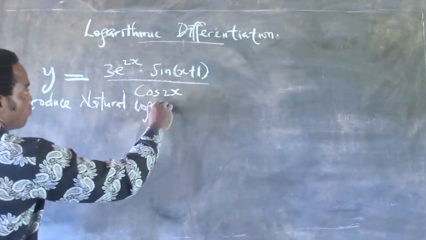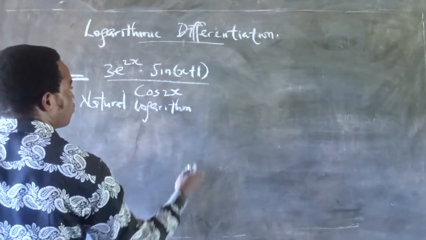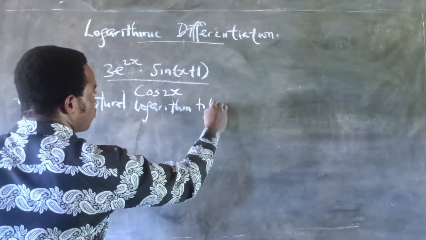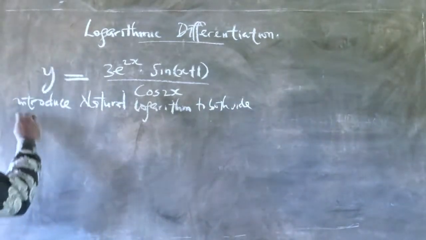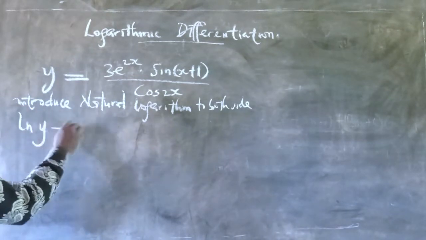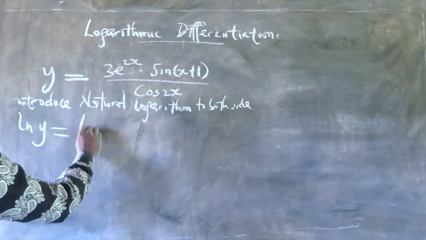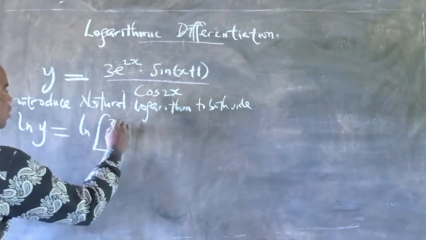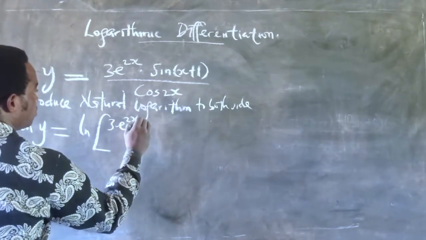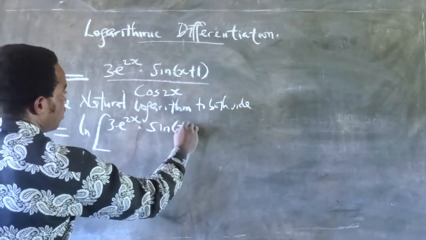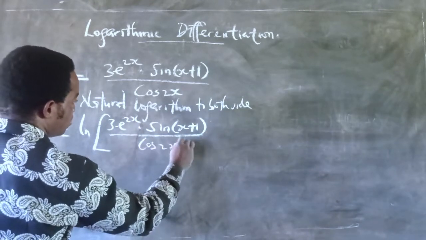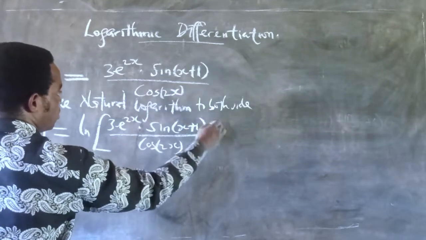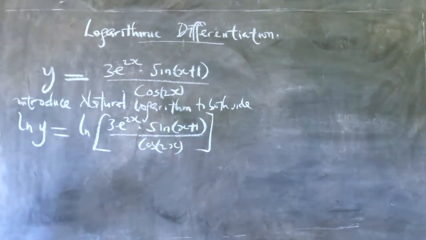Let us introduce natural logarithm to both sides. It's advisable you use natural logarithm. You can use any logarithm of choice, but since we have exponential e in the problem already, natural logarithm would be the best for this kind of problem. So we have ln of y equals ln of, big bracket open, 3e raised to the power 2x multiplied by sine of (x + 1) all over cos 2x, and big bracket closed.